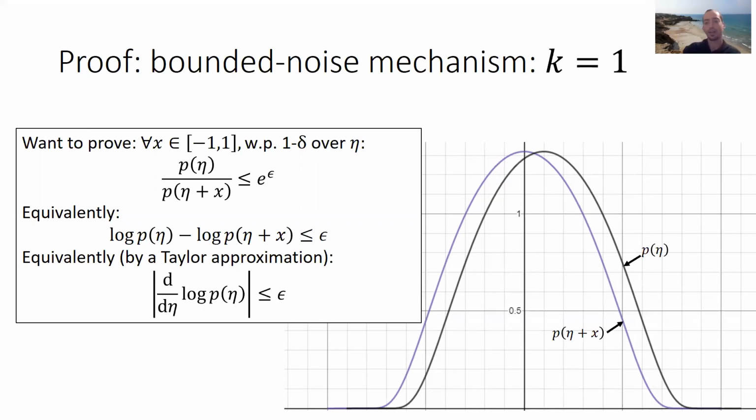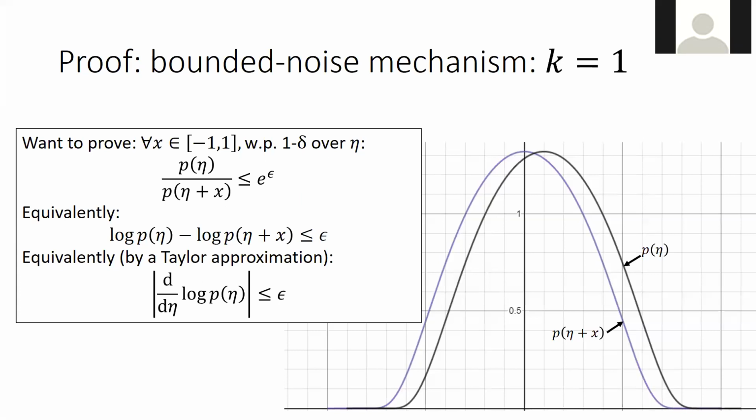So as you can see, around the peak, the ratio is small. And when you get to the margin, the ratio can be very, very large. At some point, it even becomes infinity. But you don't care about these points because you just want a high probability ratio bounded by e to the epsilon. So we have this range.